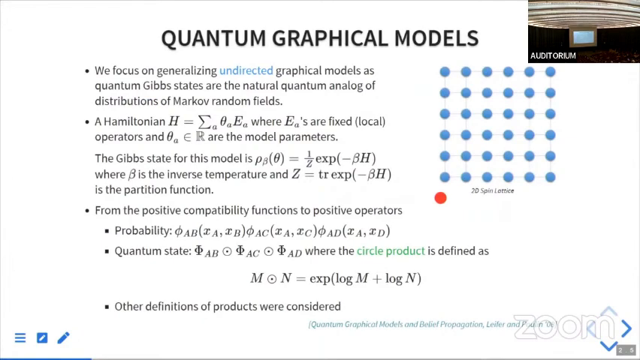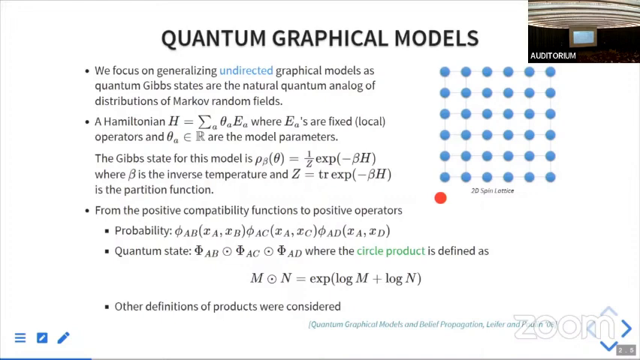We have talked about purely classical models. What are the quantum models? There are actually different definitions, and the model that I focus on generalizes undirected graphical models. So basically, they are quantum Gibbs states we are considering.